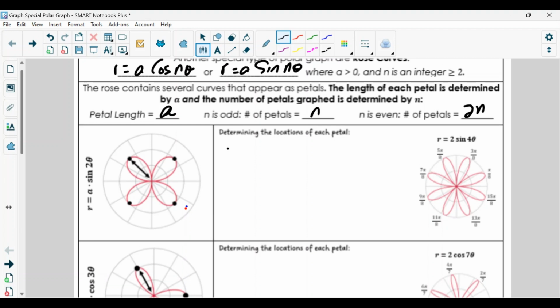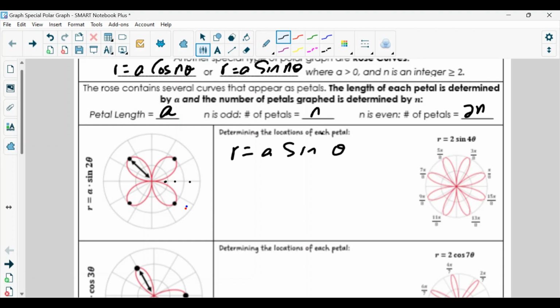On the quiz tomorrow, I'm going to give you some graphs, and you have to write the equation for the graph. Remember, you can tell if it's cosine or sine by the first petal. Here, the first petal is not on the polar axis, so it's going to be a sine. So r equals a sine theta.